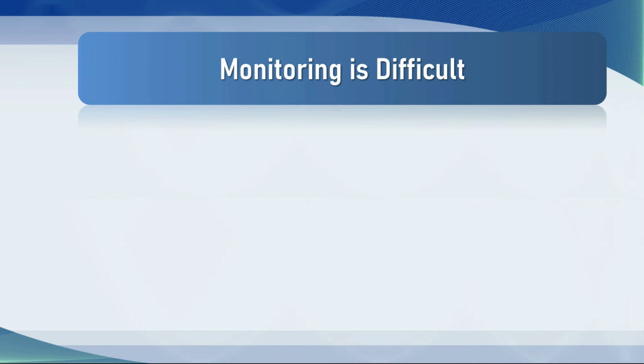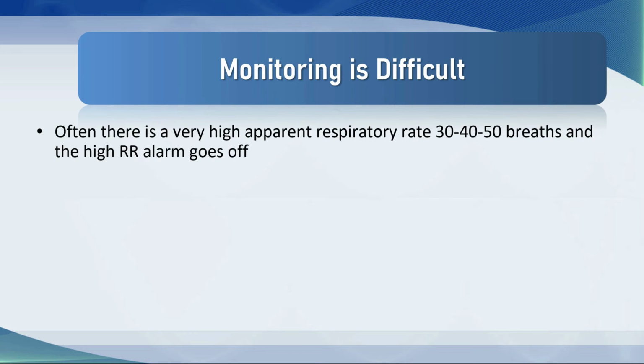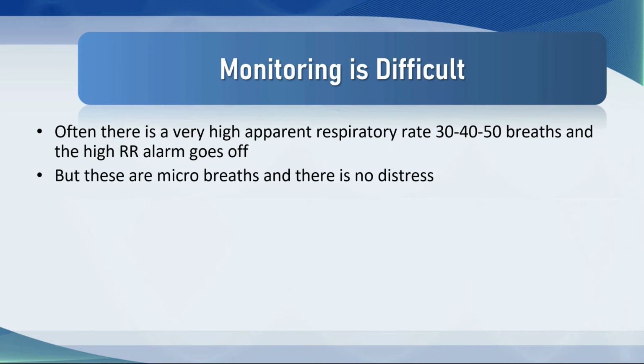It's worth pointing out that if you're going to use Bilevel pressure control, that monitoring is difficult. Often there is a very high apparent respiratory rate of 30, 40 or 50 breaths per minute, and the high respiratory rate alarm goes off. These are actually micro breaths, and the patient really isn't in any distress, they're just panting away. So you need to set that respiratory rate alarm up much higher than you would normally do.